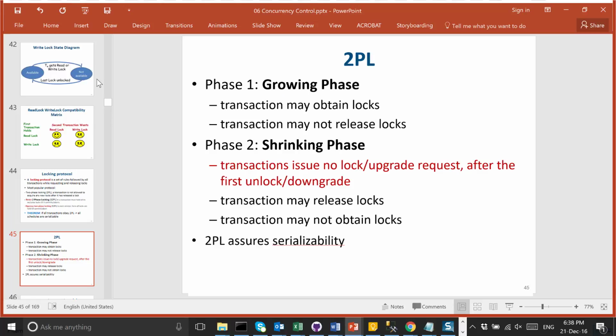Now, as I explained, two-phase locking means there are two phases. In the growing phase, a transaction can ask for locks as it needs. And then once it starts unlocking, it cannot request more locks. So there's the growing phase, and then the shrinking phase. And following this will give you serializability, as we've seen through this example.